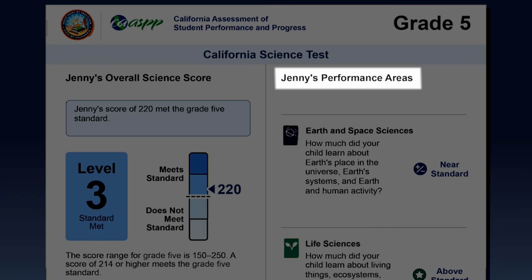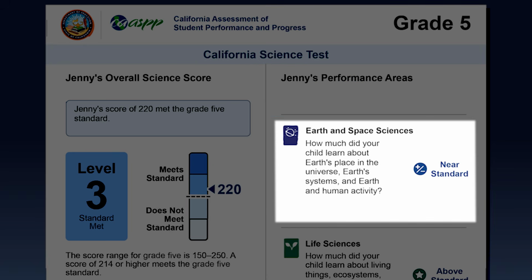Now we can review Jenny's performance within the 3 areas of the test: Earth and Space Sciences, Life Sciences, and Physical Sciences. The first area measures how much your child learned about Earth's place in the universe, Earth's systems, and Earth and human activity. Jenny scored near standard.